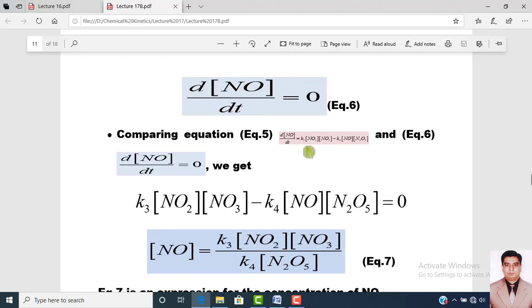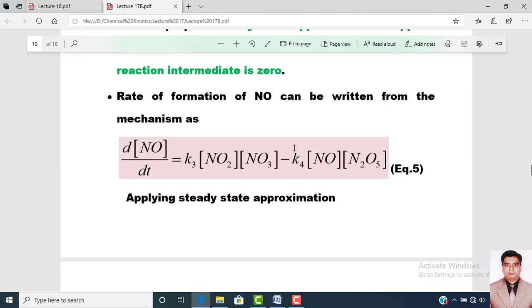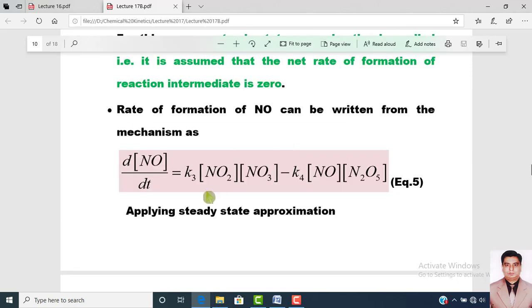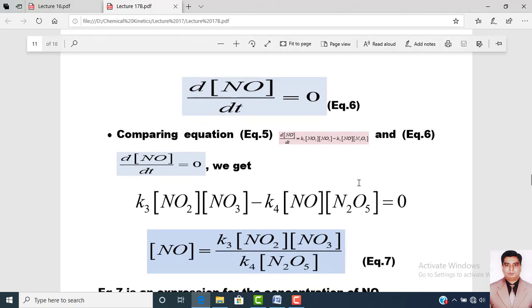This is equation number 5 as we have previously studied, and this is equation number 6, because in equation number 5 dNO over dt is equal to K3 NO2 NO3 minus K4 NO N2O5, while according to equation number 6 dNO over dt is equal to 0.